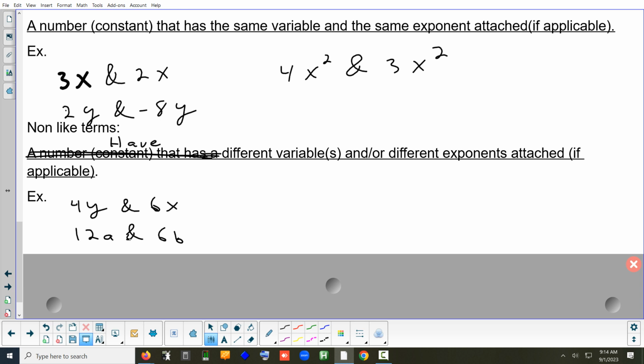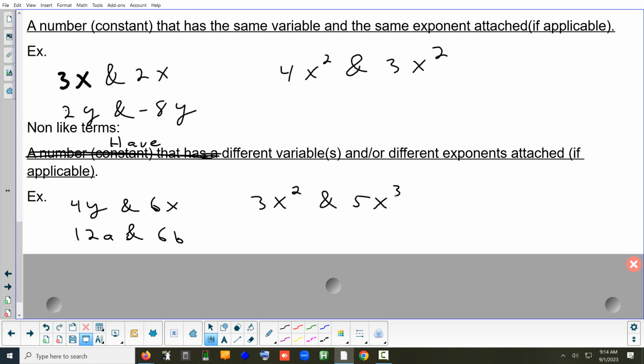3x to the second power and 5x cubed. Okay, perfect. So they don't have different variables, but they do have different exponents that are attached to the variable. One's squared, one's cubed. So those are examples of non-like terms. Right, that's good. Those are good examples.